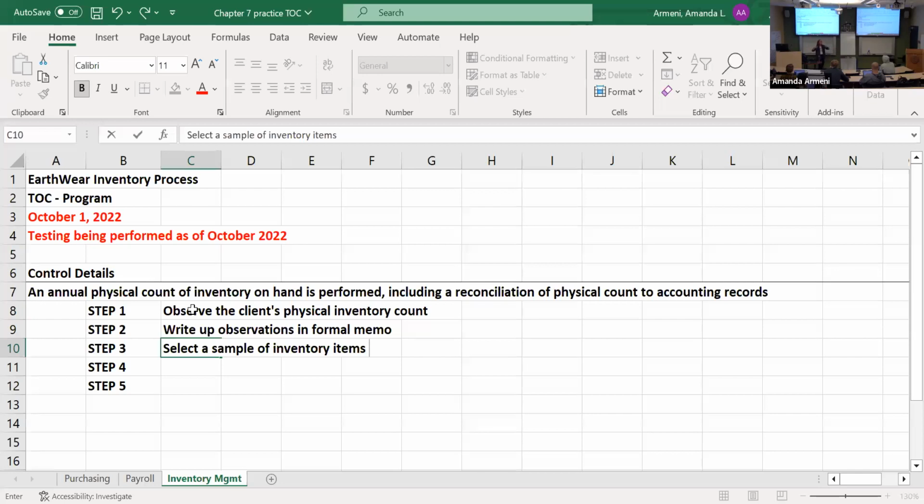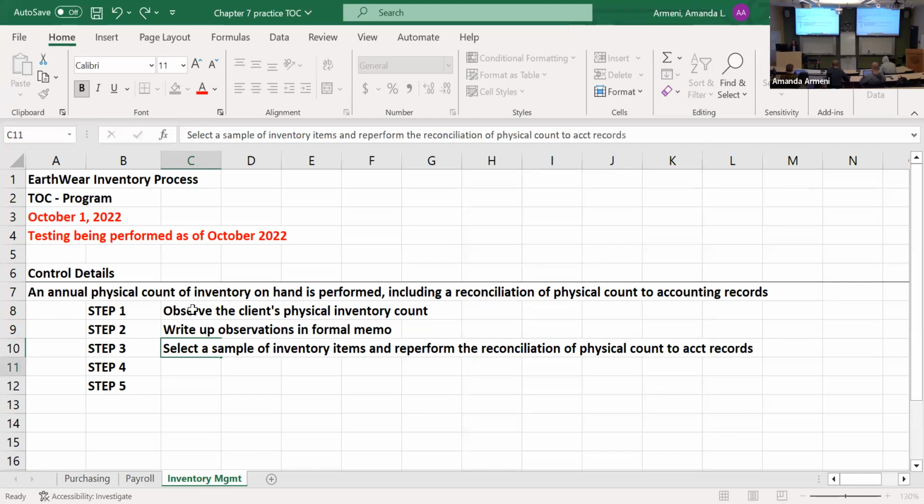So you could pick one of those sections, you would select a sample of inventory items and re-perform, because remember, they're supposed to have already done it. They're supposed to take the inventory count and reconcile it to the accounting records. So what you are doing as the auditor is re-performing what they did. Re-perform the reconciliation of physical count to accounting records.